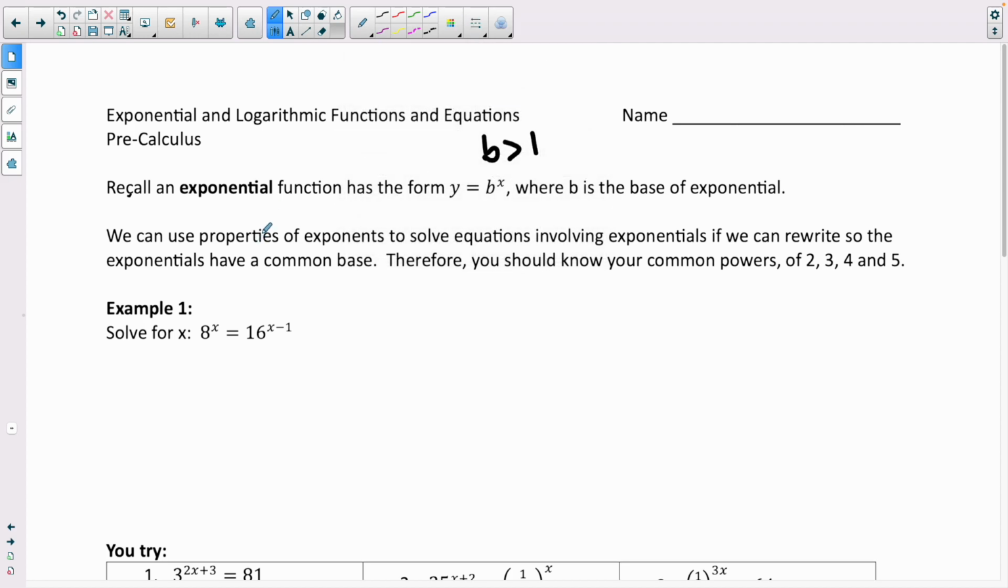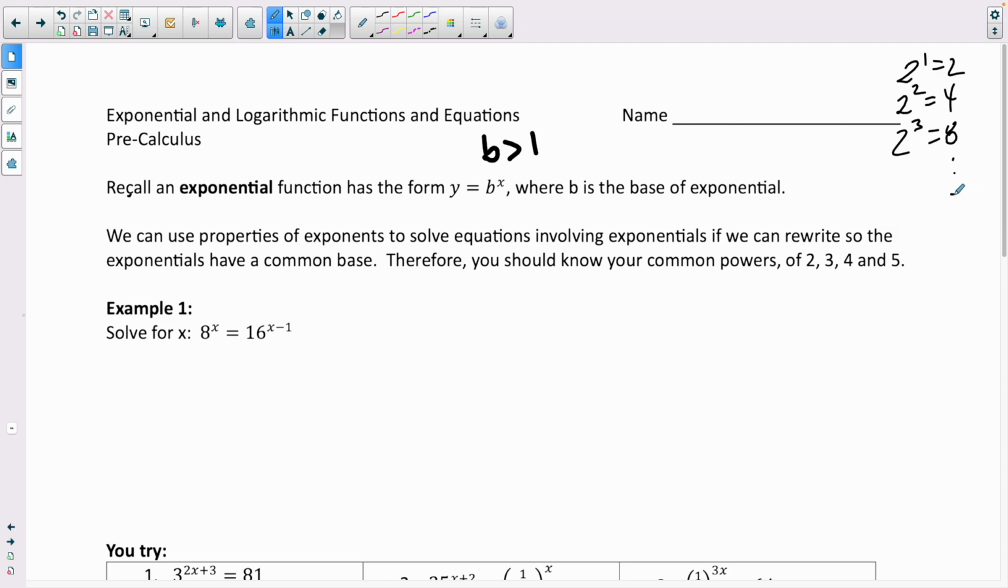And so we can use properties of exponents that you've studied before in a previous math course to help solve equations if, and this is the important part, we can rewrite so the exponentials have a common base. It's going to be really important that we know common powers of 2, 3, 4, 5. What I mean by that is 2 to the first is 2, 2 squared is 4, 2 to the third is 8, and so on. You should know the first few for each of these values.